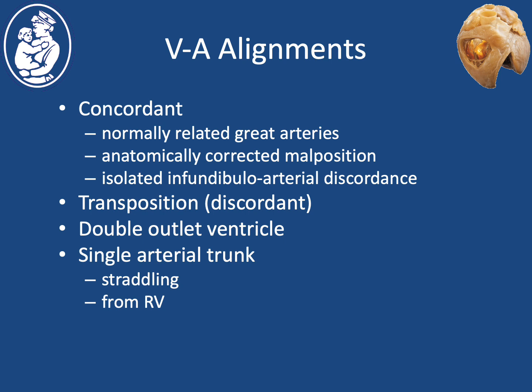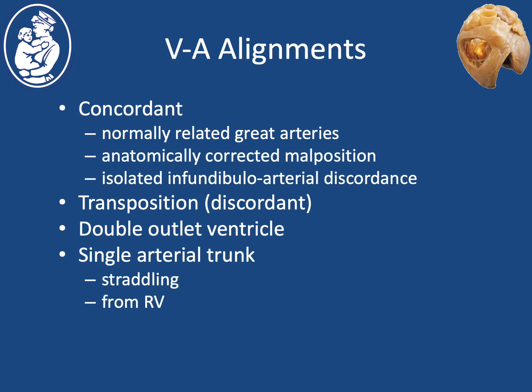Double outlet ventricle indicates exactly what the name says. Both great arteries are aligned with one ventricle and neither great artery with the other. The most common arrangement, of course, is double outlet right ventricle, in which both the aorta and the pulmonary artery are aligned with the right ventricle. Double outlet left ventricle is much more rare, but certainly does occur.